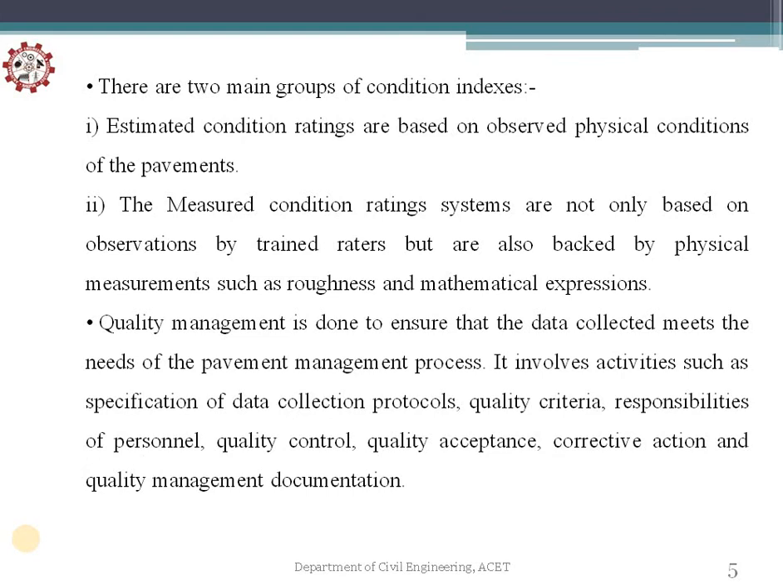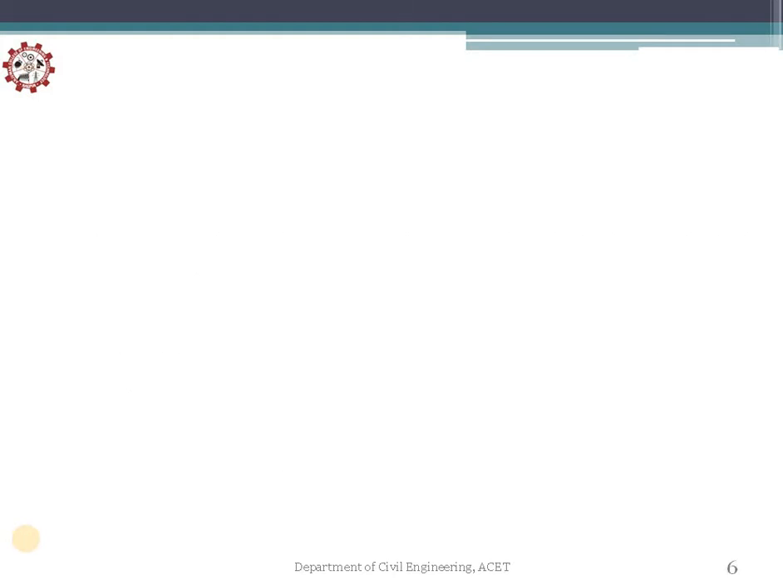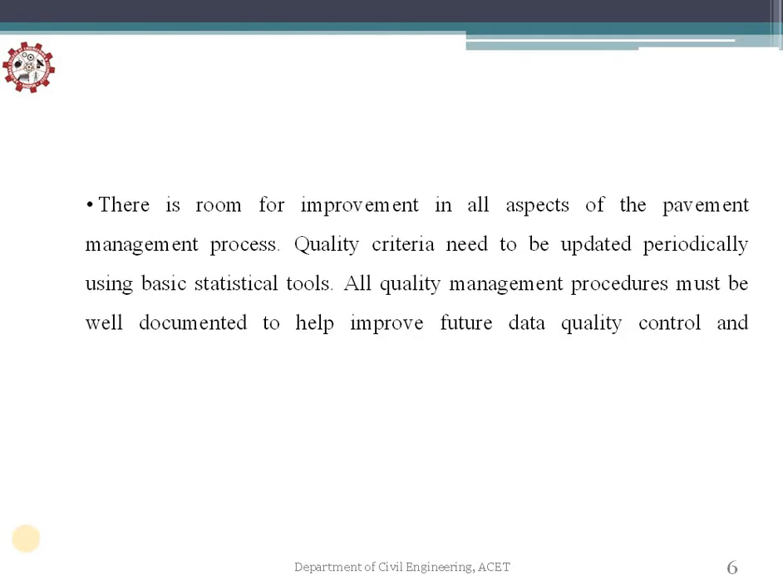Quality management is done to ensure that the data collected meets the needs of the pavement management process. It involves activities such as specifications of data collection, protocols, quality criteria, responsibilities of personnel, quality control, quality acceptance, corrective actions, and quality management documentation.